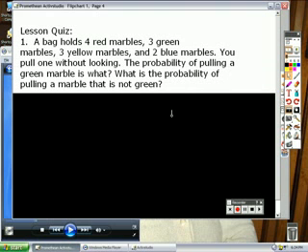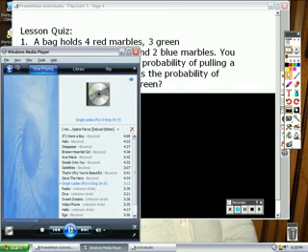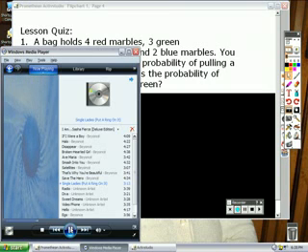A bag holds 4 red marbles, 3 green marbles, 3 yellow marbles, and 2 blue marbles. You pull one without looking. The probability of pulling a green marble is what? What is the probability of pulling a marble that is not green? You may solve this now.